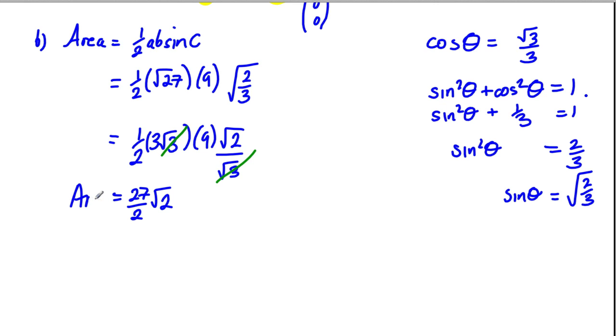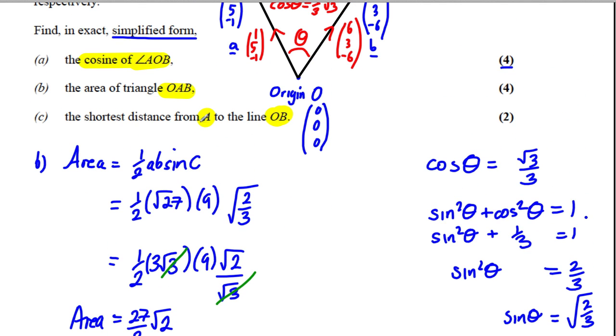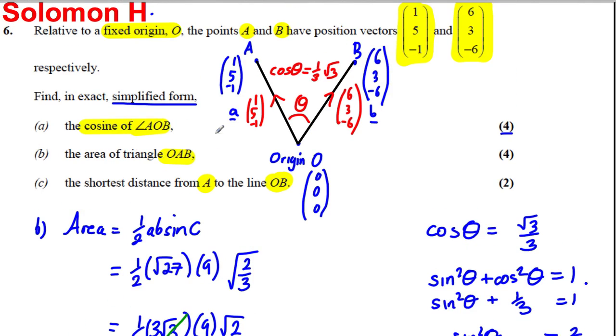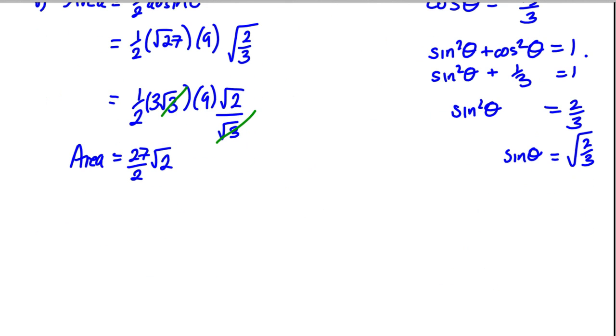And that's my area. I was asked in exact form, that's why I had to use this sine here. I couldn't just tap it in the calculator. Okay? And we have worked out the area of the triangle OAB. And I'll just write that down here, 27 over 2 root 2. Okay, so rubbing this out.